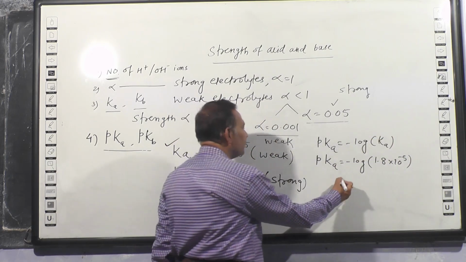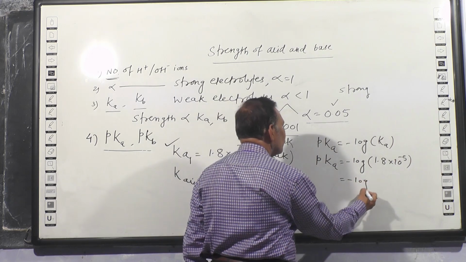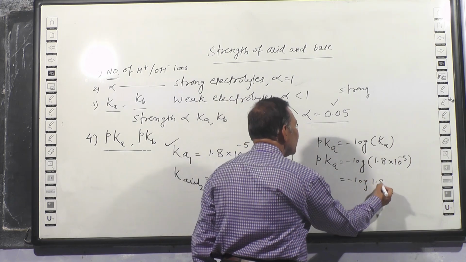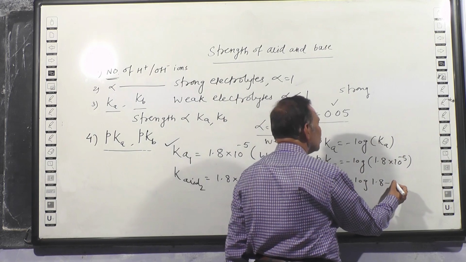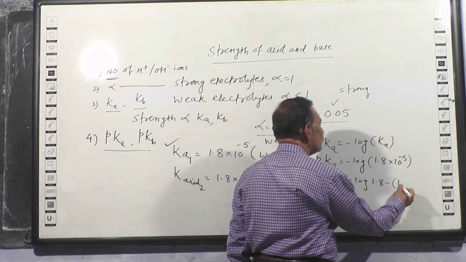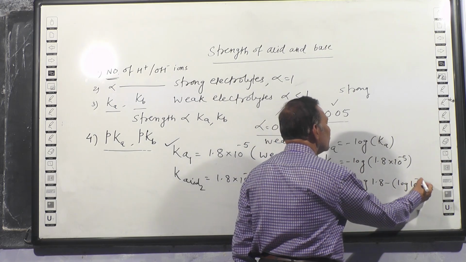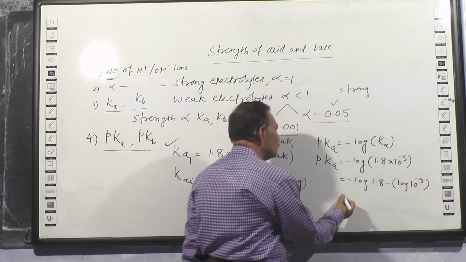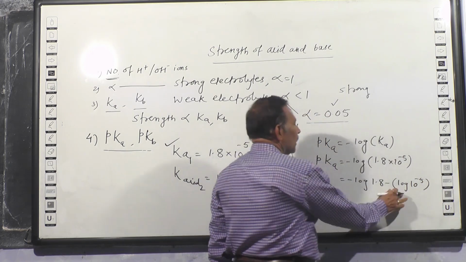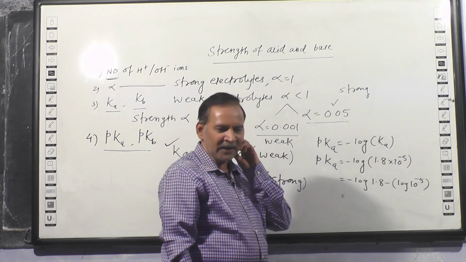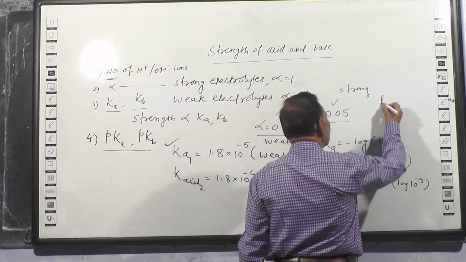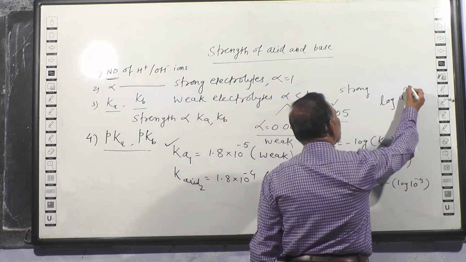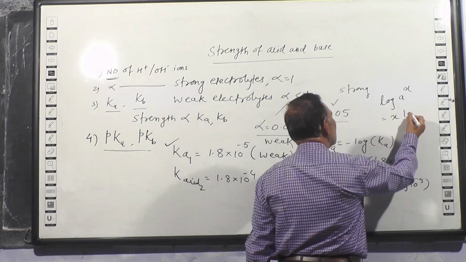Now how to solve this? Minus log of 1.8 minus log of 10 raised to minus 5. So this is equal to, अभी लॉगरिथमिक फंक्शन में एक फॉर्मूला है, log a raised to power x is equal to x log a.